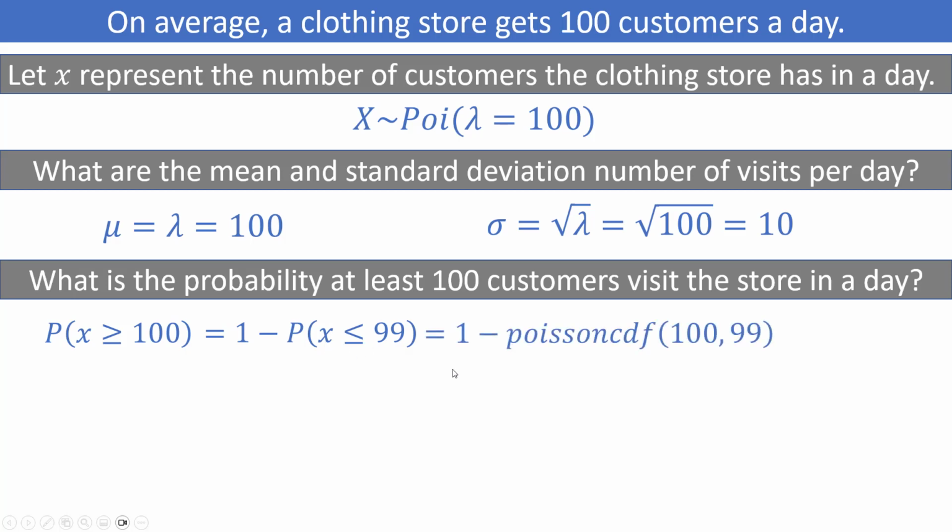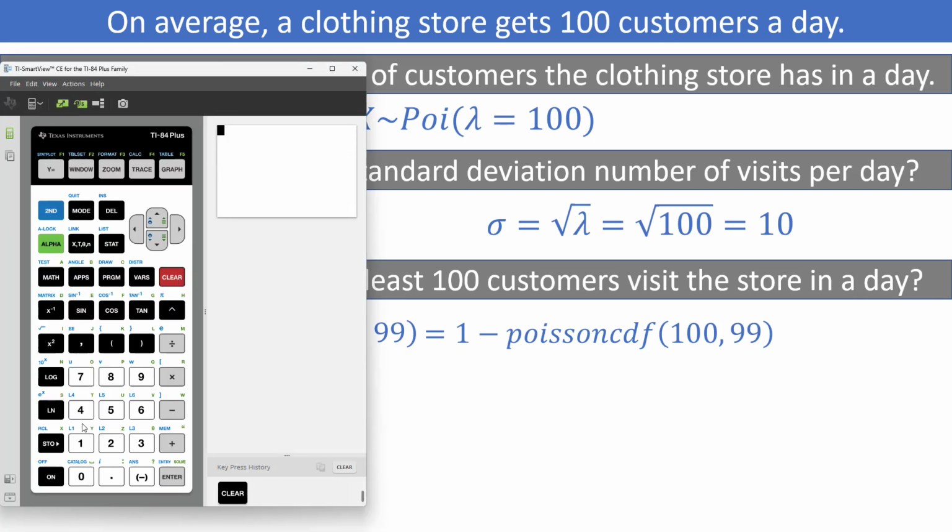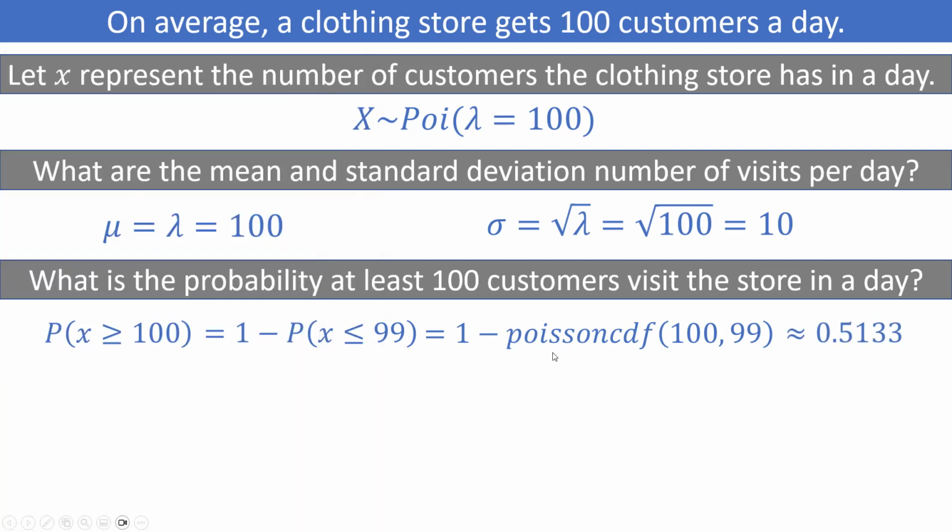We can find this answer by taking 1 and subtracting Poisson CDF with 99 plugged in. Let's go to our calculator to plug this in. We can grab our calculator and go to 1 minus second distribution, scroll down to Poisson CDF, put in 100 for lambda, and put in 99 for x, paste, and we will get an answer of 0.5133. There's about a 51.33% chance that at least 100 customers visit the store in a day.